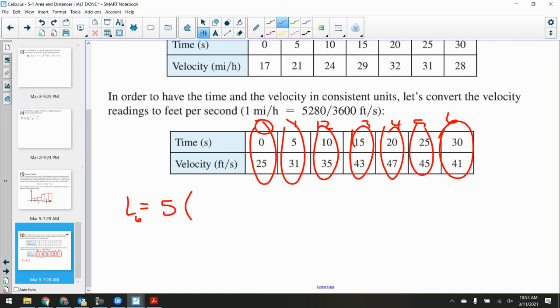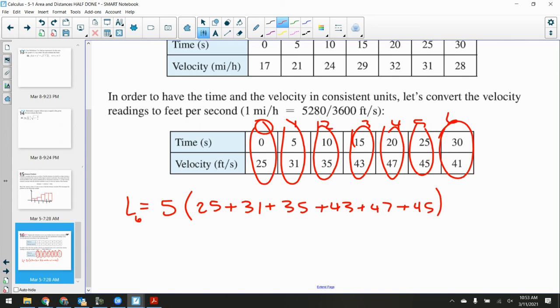You could call this L6. That's what the book calls it. 5 times, and now I'm going to go left side. I'm going to make this on the left side, which means that I am going to include this first number, 25, 31, 35, 43, 47, 45, but I am not going to include the 41. Okay? I'm going to choose 6 intervals that are going to be on the low side. My 6 intervals on the low side are these 6. 1, 2, 3, 4, 5, 6. This is going to give me my low side.